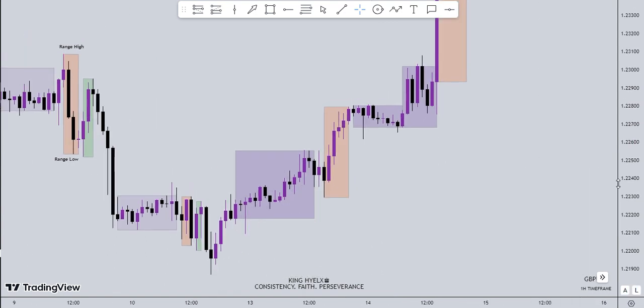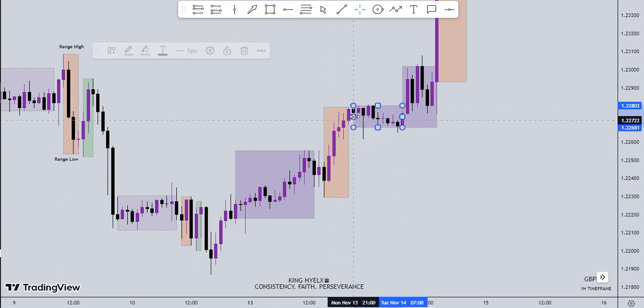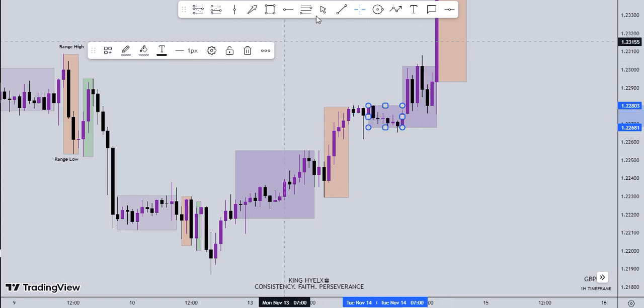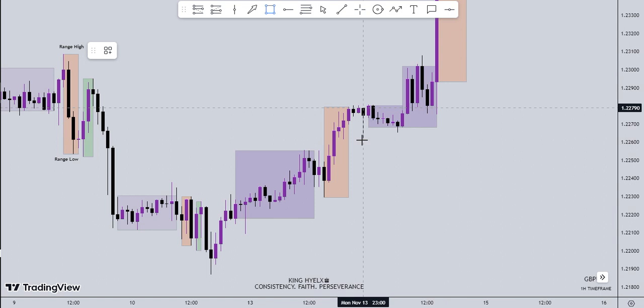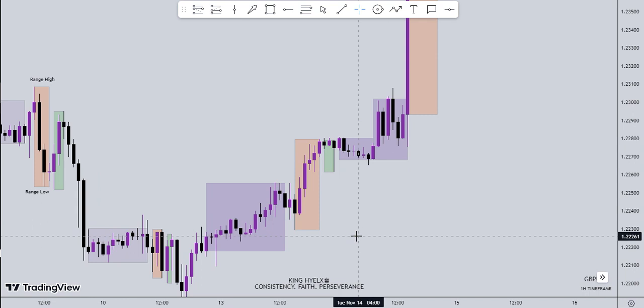Now look at this again. These are expansion. See what happened over here. We move back into that particular range that was created. So let's move this over here. Over here we have what? A retracement. All right, so let's keep going.